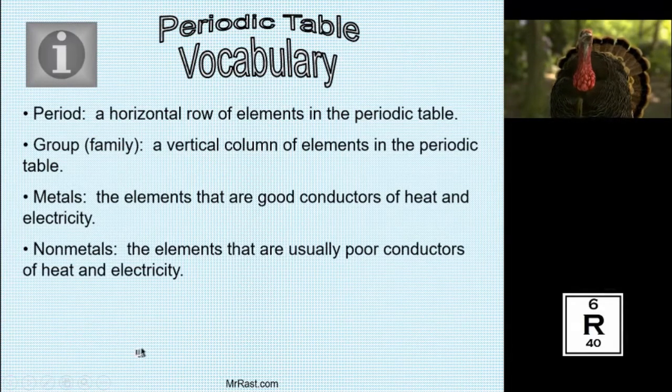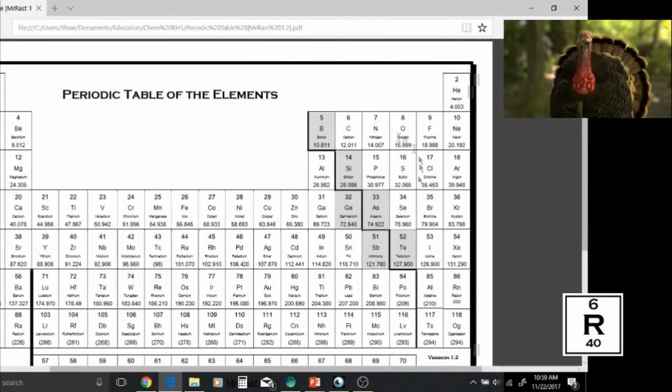The nonmetals are usually poor conductors of heat and electricity, and they would be located to the right of that stair step line. So these would be your nonmetals over here and your metals over here. Metals would be to the left of the stairs, nonmetals to the right of the stairs.